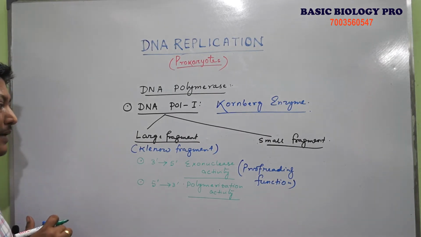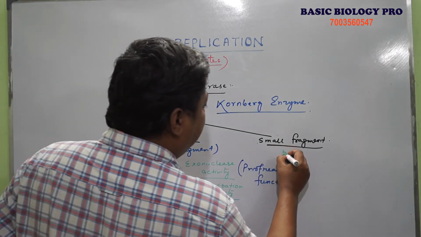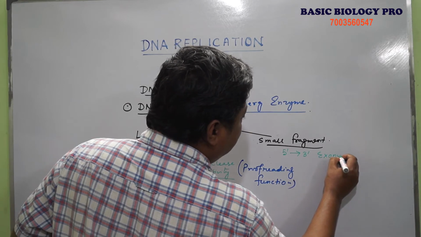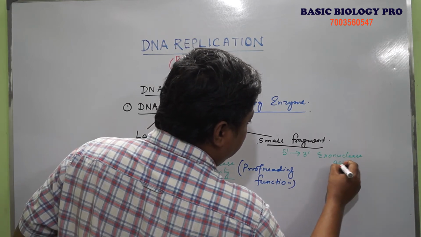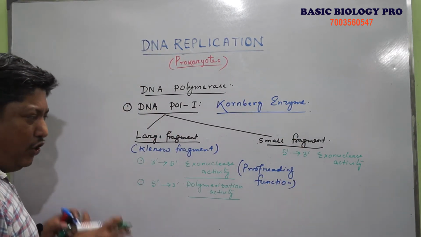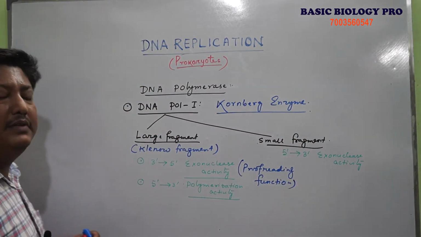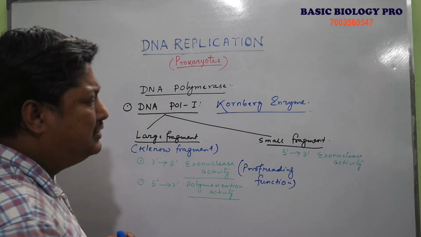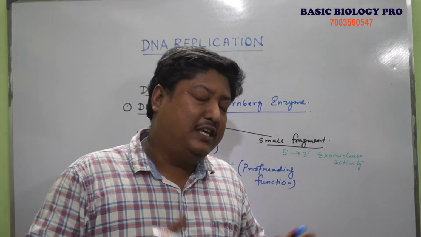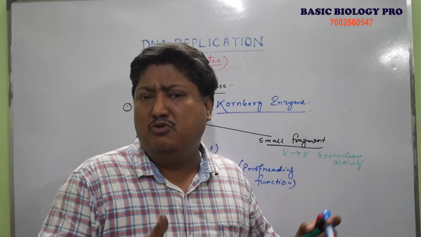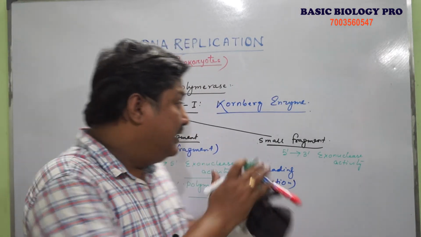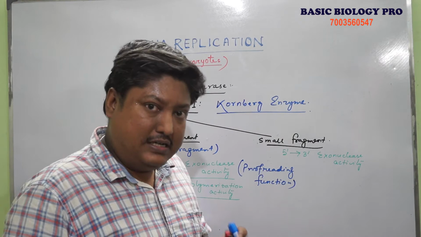The small fragment has 5' to 3' exonuclease activity. But this activity of the small fragment is not important in case of the replication process. Rather it is used during the DNA repair mechanism, or the UV induced repair mechanism, or mutational changes, or mainly in case of in vitro processes. So this small fragment is not important over here.